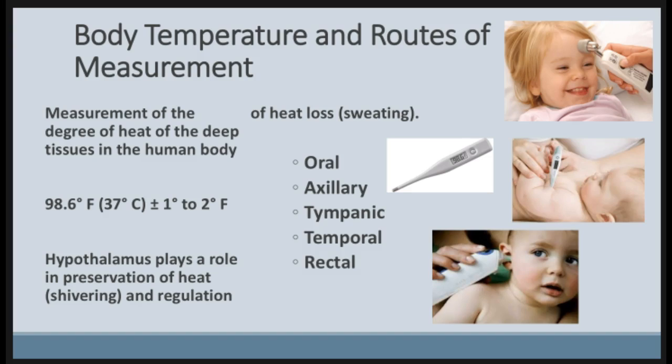There's a chart on page 179 in your patient care book that gives you the approximate temperatures depending on whether you take your temperature orally or in the axilla or in the ear, the tympanic, or in the temporal across the forehead, or rectally. You don't hear rectal temperatures being taken real often except maybe on small infants, but the temporal one seems to be the easiest way to get a patient's temperature.